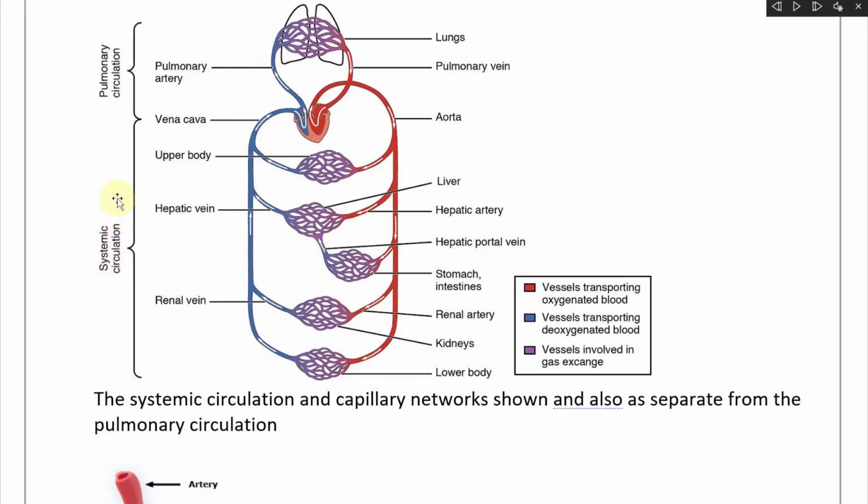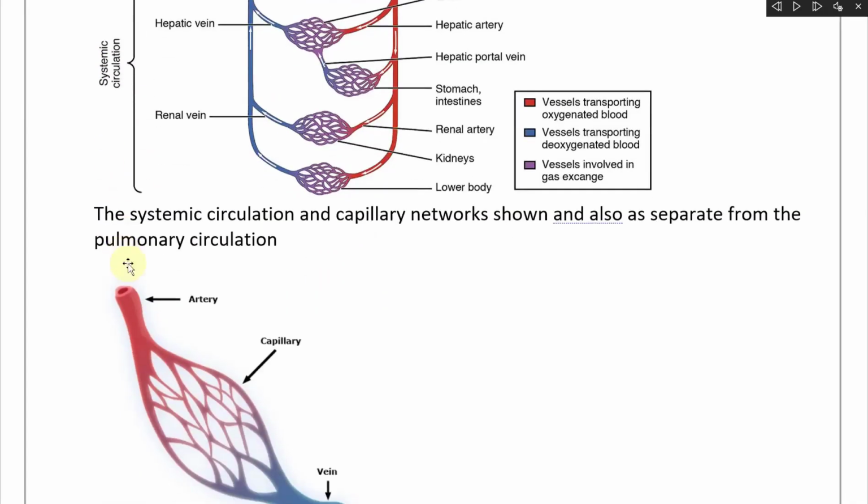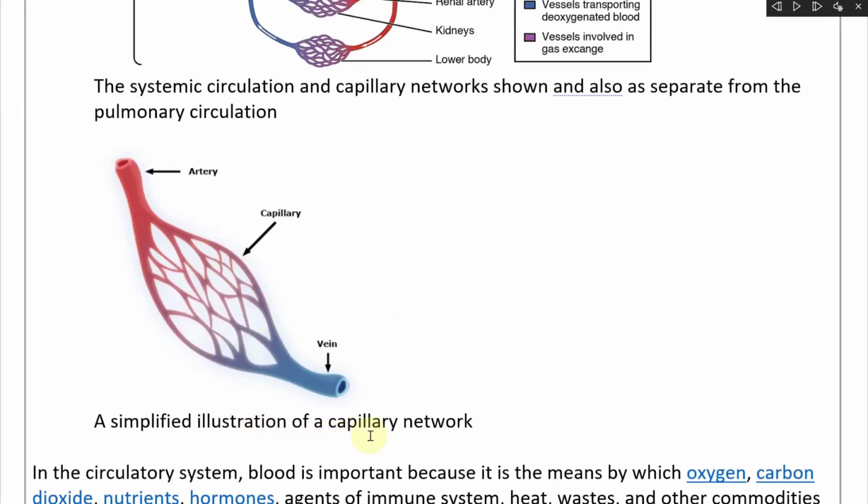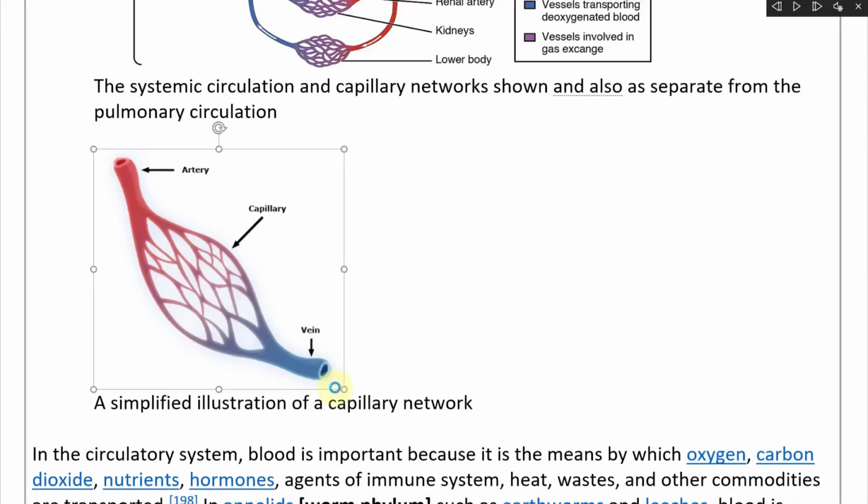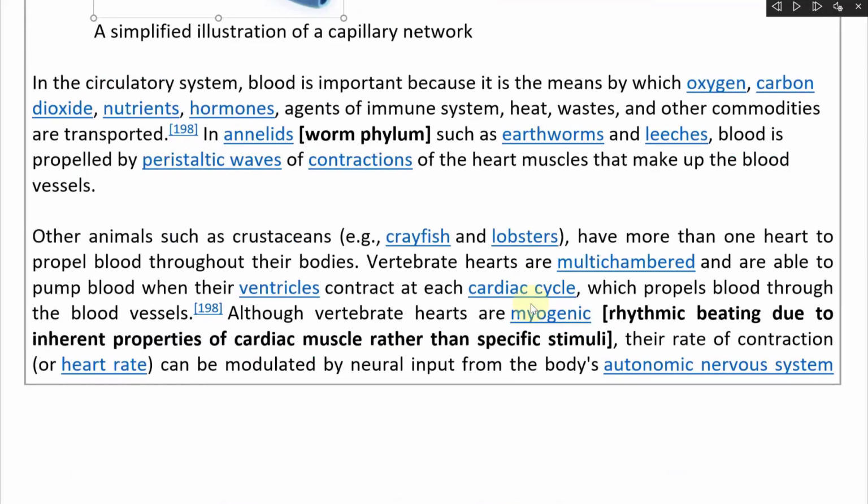Alright, there's the systemic circulation and the pulmonary circulation, separate there. And again, note the simplified illustration of a capillary network. You have the vein, artery, and capillaries. And then the ones that branch out are the arterioles, and these are the venules, as we illustrated earlier. Anyways, we can make this a bit smaller, and let's continue further.